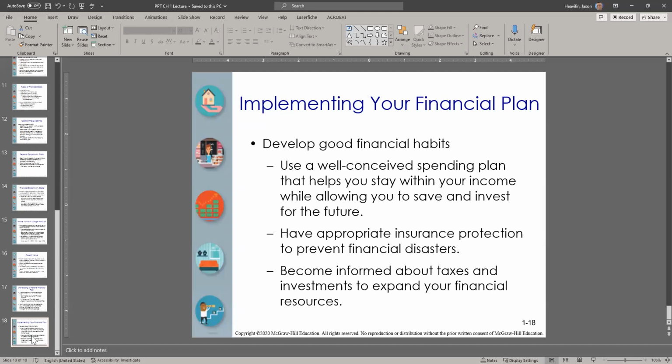Have appropriate insurance protection to prevent financial disasters. We are going to talk about insurance later on in this course. And become informed about taxes and investments to expand your financial resources. As we mentioned earlier, get more information because it lowers your risk and it gives you more options and creativity on how you can develop a financial plan that works best for you.